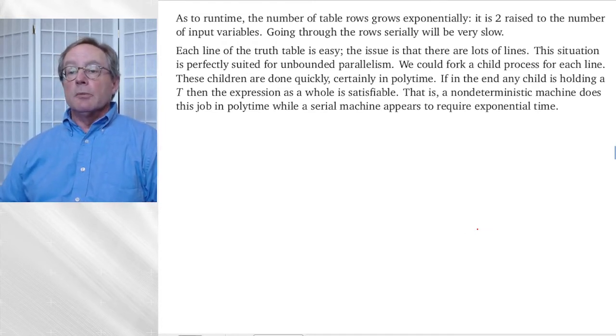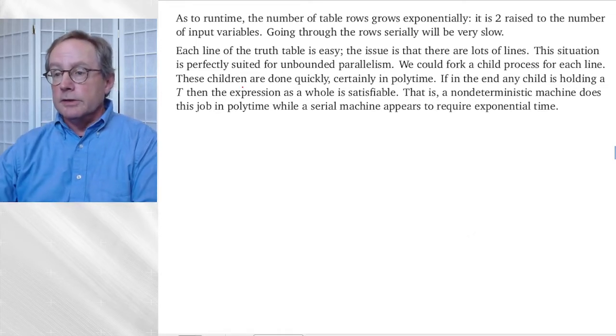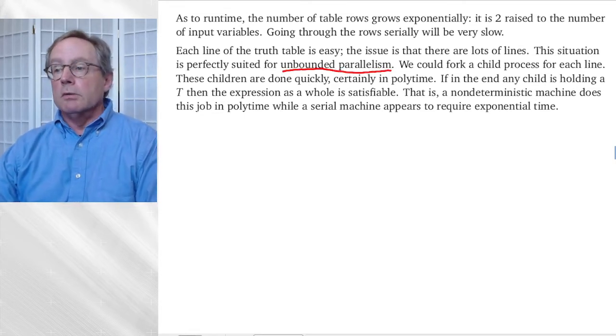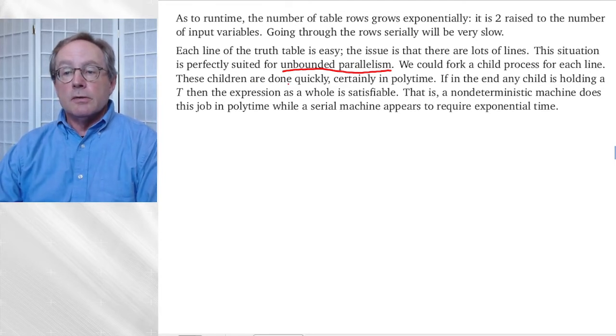It's 2 raised to the number of input variables. Going through the rows serially would be very slow, but this problem, you think about it, each line of the truth table is easy. The issue is simply that there's lots of lines. So this situation is perfectly suited to unbounded parallelism. You think to yourself, if only I was able to spawn a child for each line, why, I'd be done in no time at all. So that's exactly what we're saying. We're saying that if only we had an NP machine, if only we had a non-deterministic machine, we'd be in business.